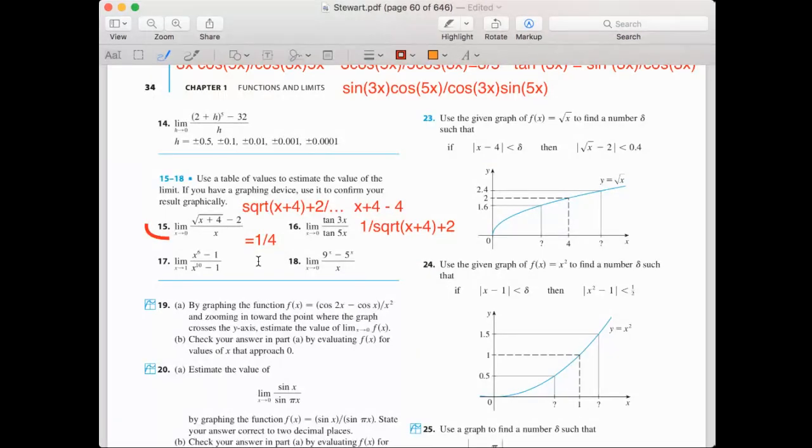Okay, let me try one more time. So we know the difference of two squares property. Many times we use this trick. We know a squared minus b squared equals a plus b times a minus b, right? It's called the difference of two squares.